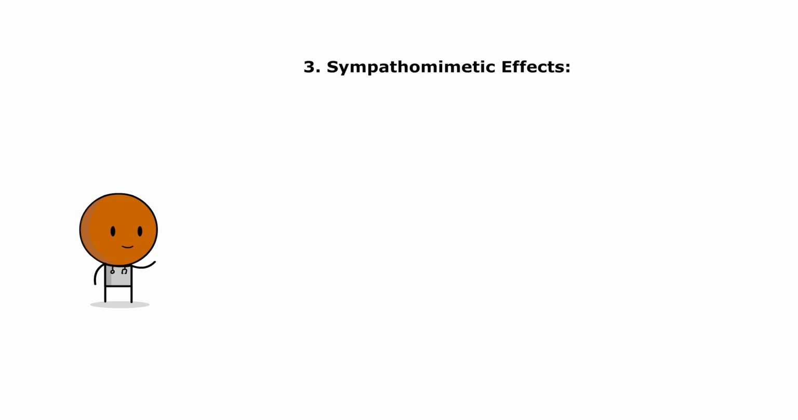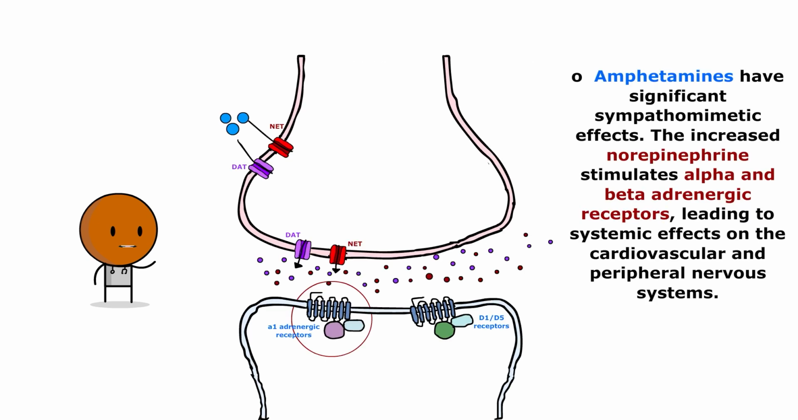Sympathomimetic effects. Amphetamines have significant sympathomimetic effects. The increased norepinephrine stimulates alpha and beta adrenergic receptors, leading to systemic effects on the cardiovascular and peripheral nervous systems. This enhanced stimulation results in the characteristic euphoria, alertness, and increased energy seen in users, but also underlies the toxic effects seen in overdose situations.